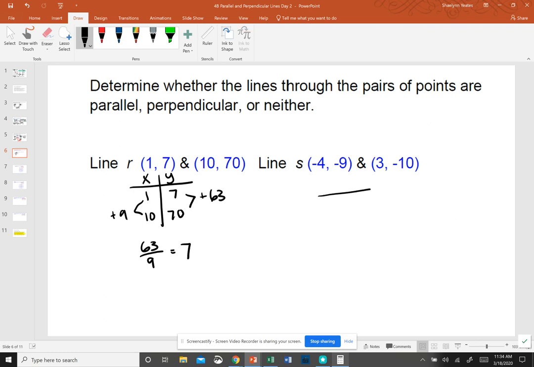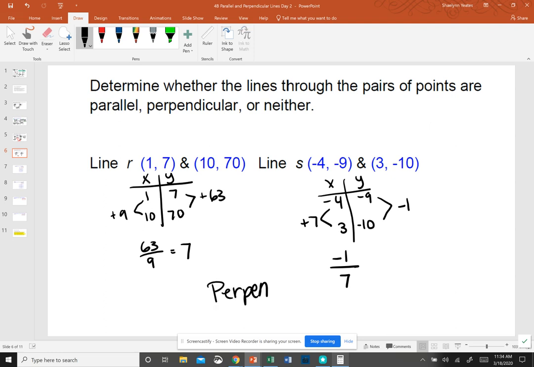Okay, so let's do the same thing over here. Here's my x, here's my y. This is -4 and -9, 3 and -10. -4 to 3 is going up 7. -9 to -10 is going down 1. So now if I divide these, I get -1/7, because I always do y divided by x. Now, are these parallel? No, because they're not the same. Are they perpendicular? Yeah, because -1/7 is just 7 flipped over and then the sign switched. So these are perpendicular.